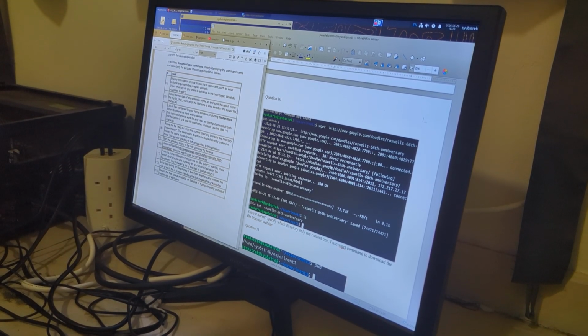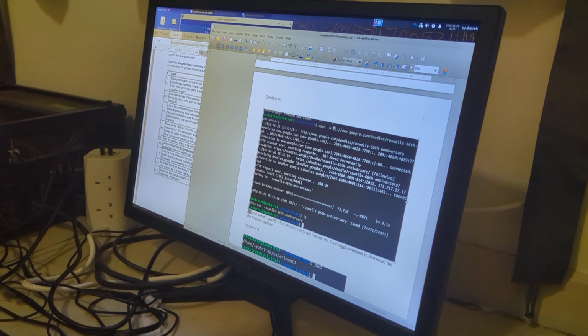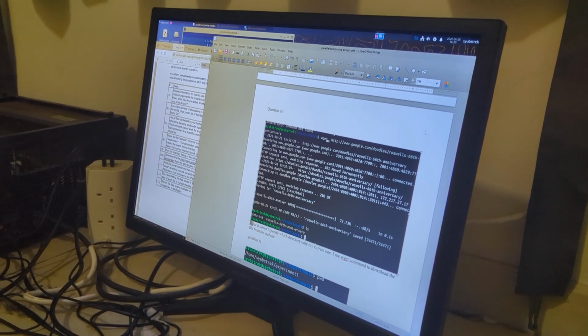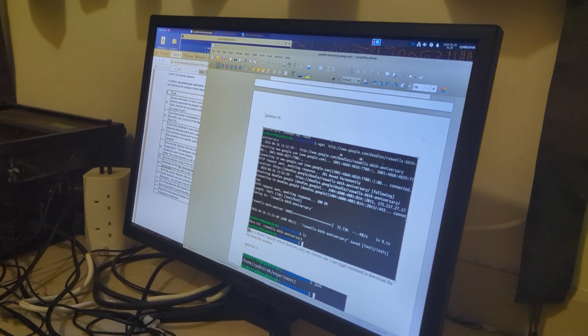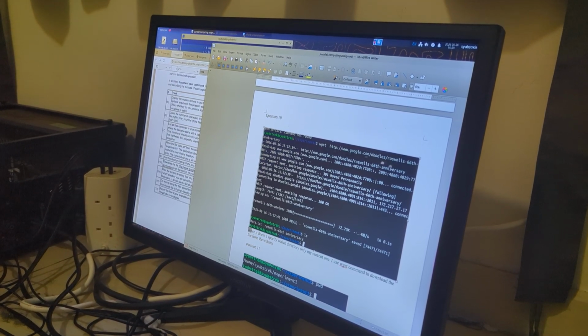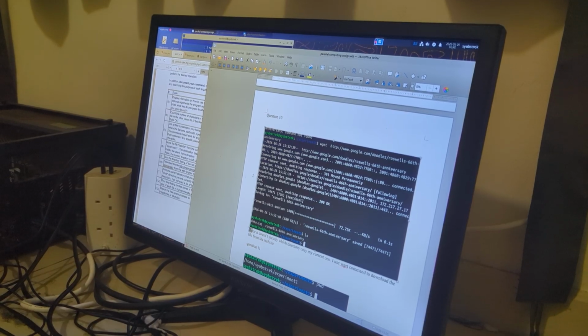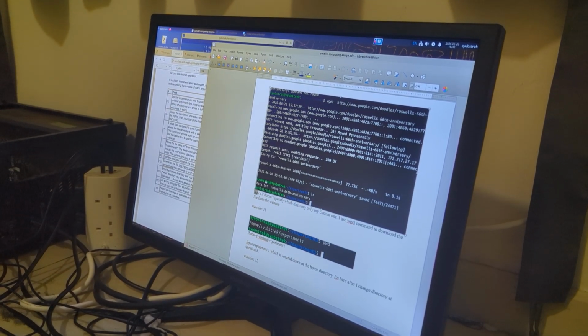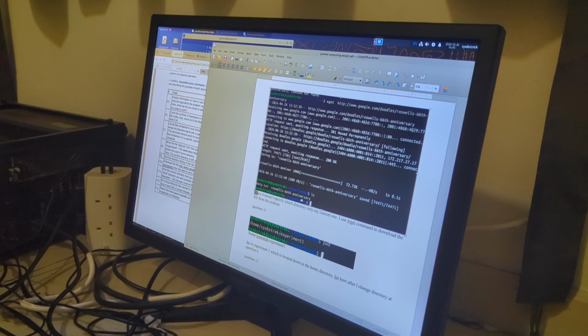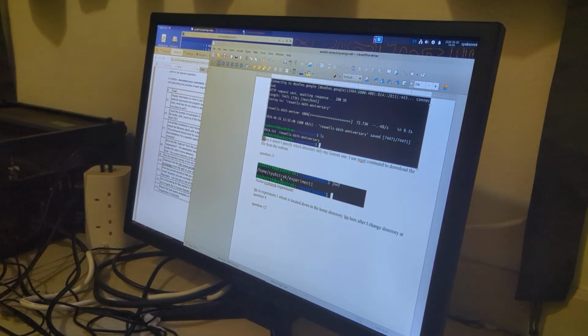Question 10 is basically getting a file from a random website on Google. So I just use wget, which is web get, from the link that was specified, and then I put it into experiment1. So I go back into experiment1, and then I put in the file.